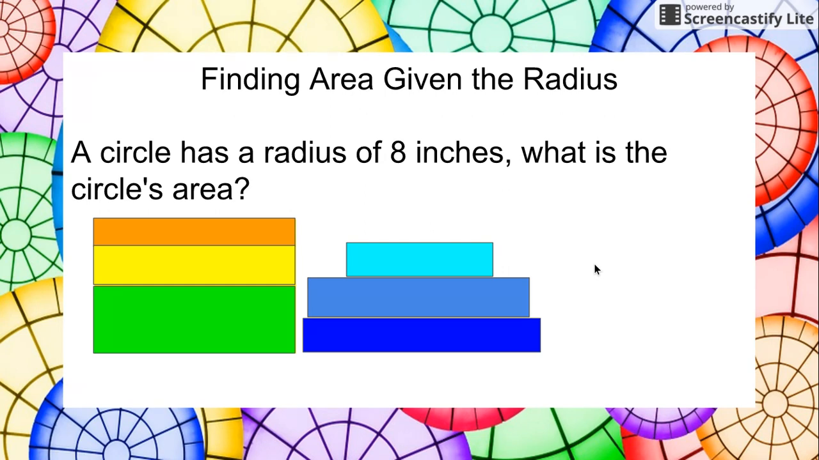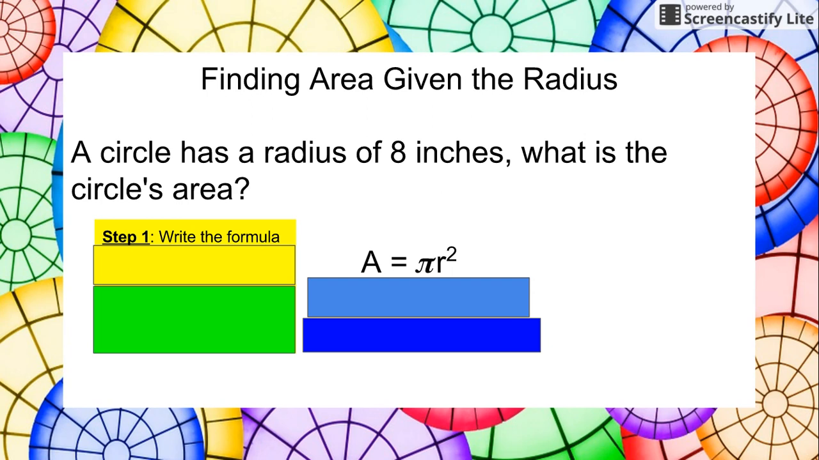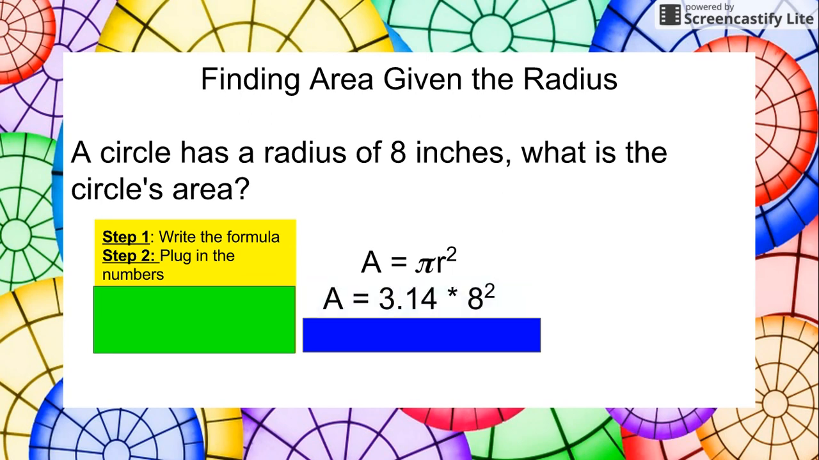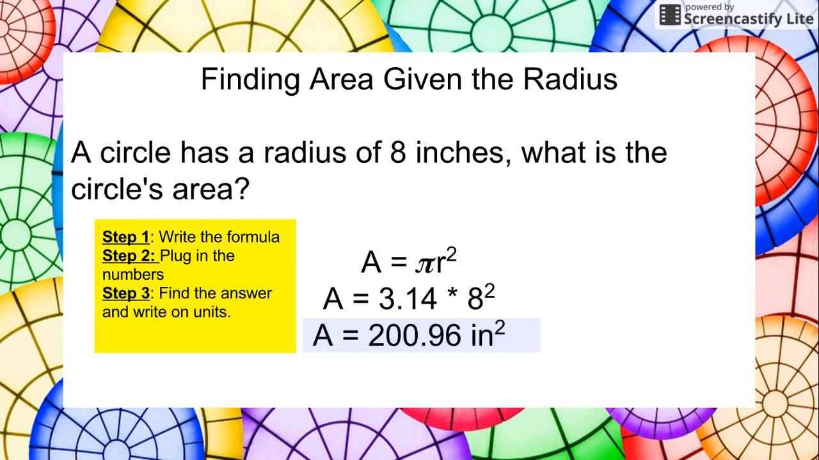Next, finding the area given the radius. A circle has a radius of 8 inches. What is the circle's area? So like always, we start by writing the formula. So the formula for area is area equals pi times radius to the second power, or radius times radius. Plug in the numbers. So we do 3.14 times 8 to the second power. Find the answer and write the units on. So the answer would be 200.96 inches squared, because it's area.